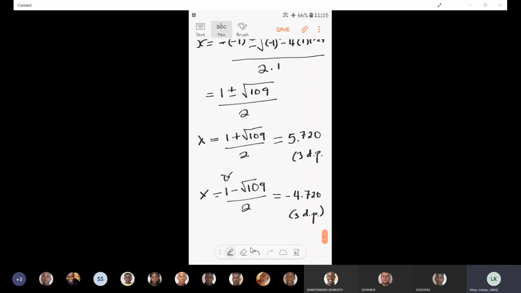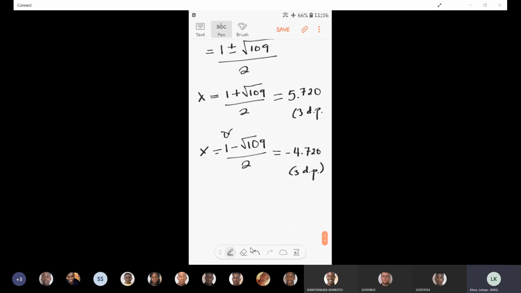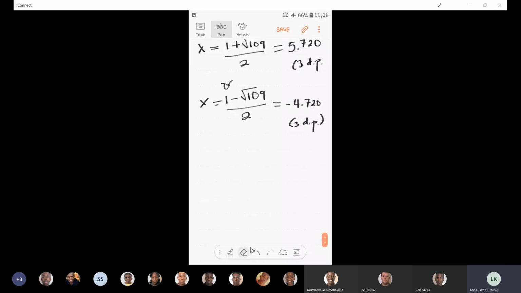So your solutions are not always going to be integers. It is possible to have a surd. So if in the question it says the exact value, this one is the exact value. Okay, and then this one is approximated to 3 decimal places. So just follow the instructions that are given in the question.